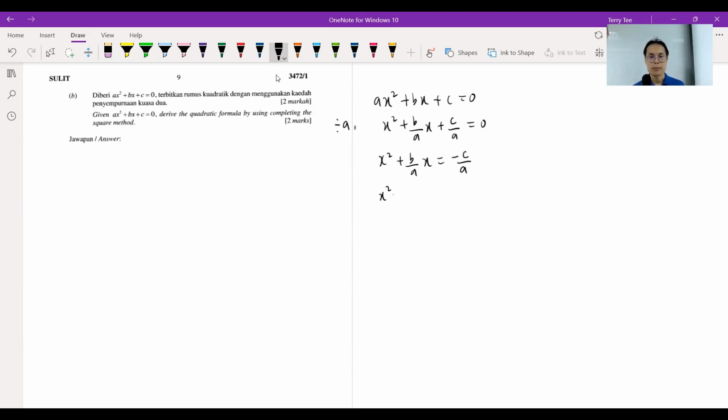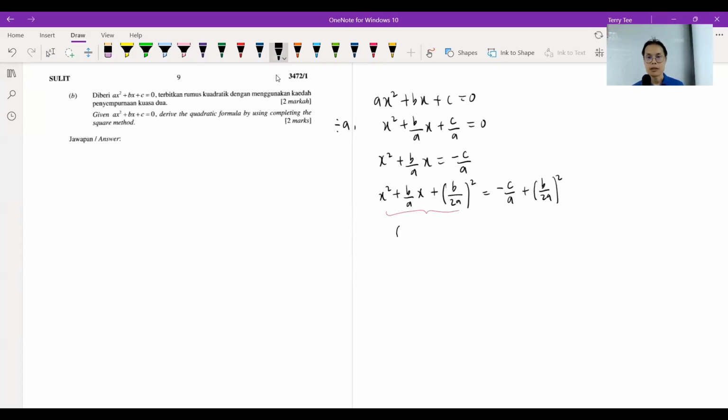Number 3, I'm going to add a number, right? You tambah satu pemalar. That constant should be half of this number, so it's b over 2a. Then you square it. If you add on the left hand side, you have to add on the right hand side to balance the equation. And these 3 terms, we can factorize.